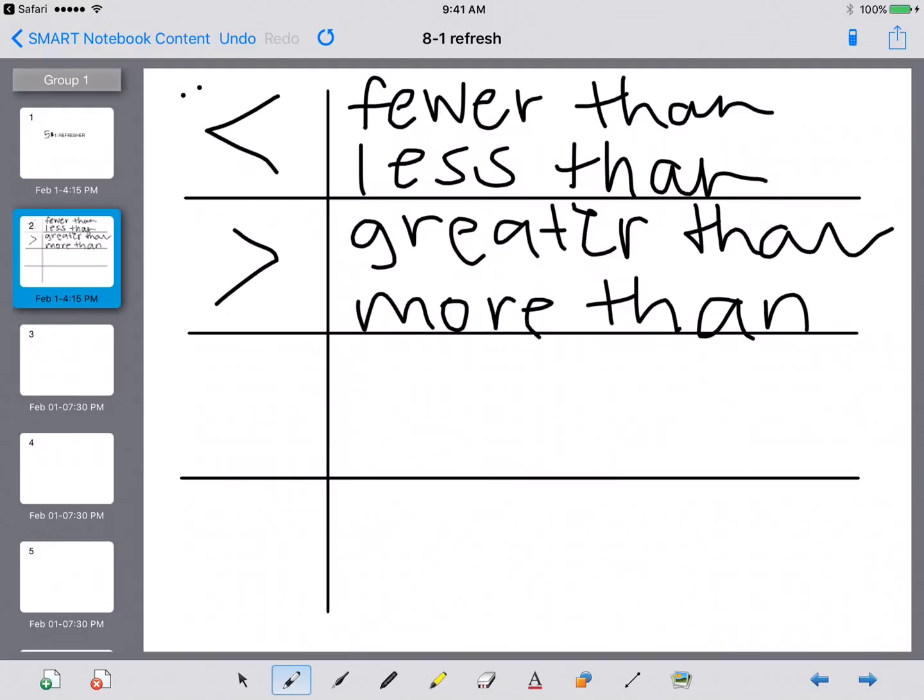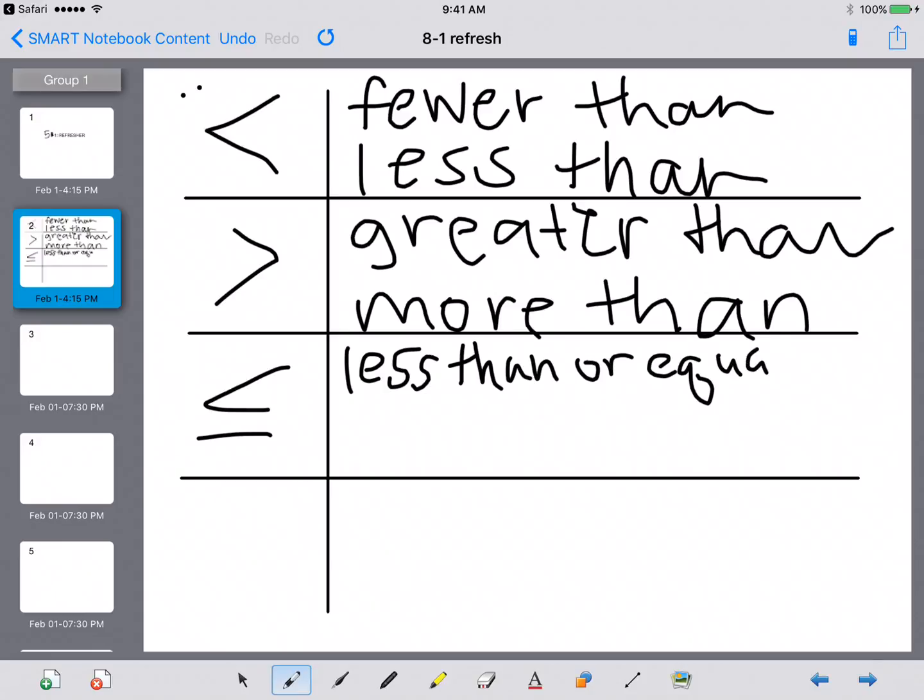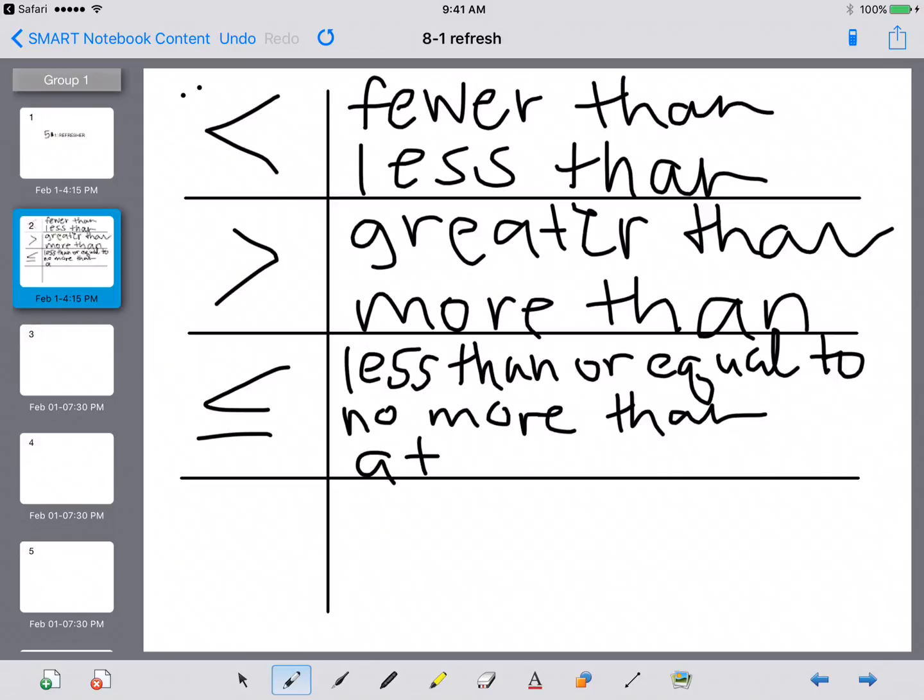Now we also will have less than or equal to. So it could have those words, less than or equal to. No more than is also another option. And finally, you could also say at most. So those are the words you're going to want to look for in word problems in order to determine what the symbol is. And that would be for the less than or equal to sign.